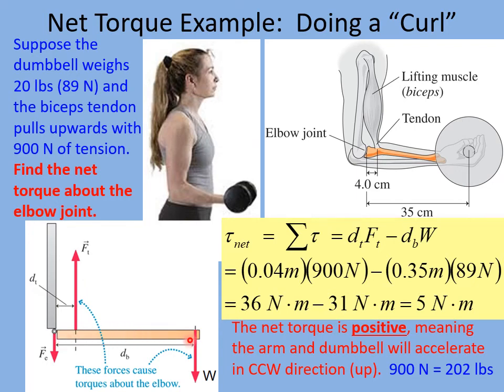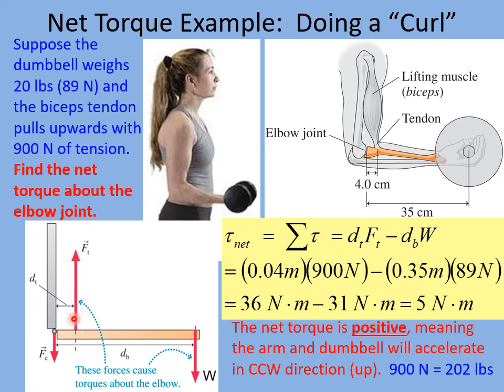So there are 2 forces at play here. There is the muscle force, the tension force of the bicep, pulling right here. Remember, it's 4 centimeters from the pivot. And then out here on the end of our arm, of course, is the weight. We're told that this dumbbell weighs 20 pounds, which is 89 newtons. So this force here is an 89 Newton downward force. We're also told in this problem that the biceps tendon is pulling upward with 900 newtons of tension. So we know what this force is here.